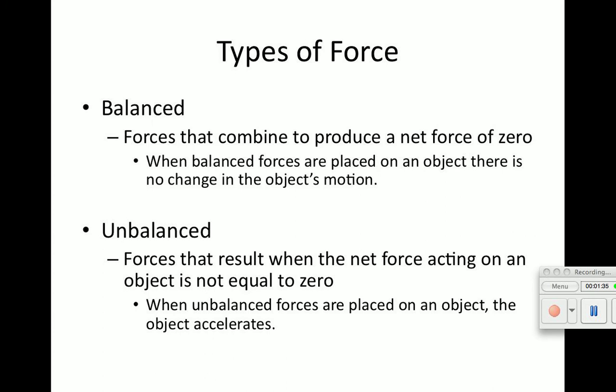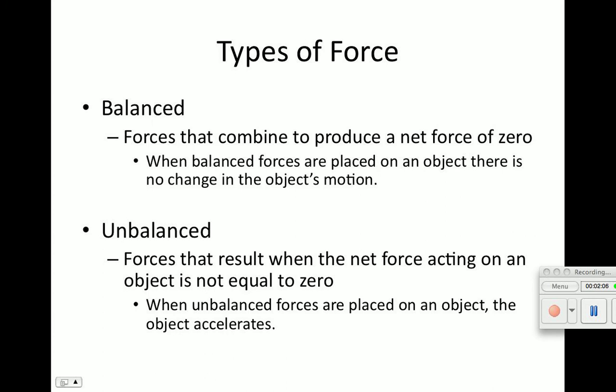And when balanced forces are placed on an object, there's no change in the object's motion. So if I am moving at a constant speed in a constant direction, and the forces placed on me are balanced, then I'm going to continue to move at that same speed in that same direction indefinitely. Okay? When you see a change in motion, there has to be an unbalanced force there.